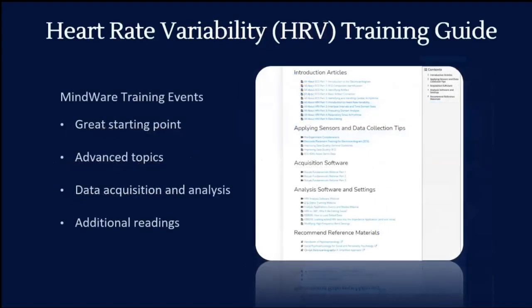I'm going to click on just the HRV. And you can see here we have everything from introduction, to how do I put sensors on participants, to how do I use Biolab, the actual software MindWare has to collect the data, previous software webinars, very helpful articles that we think are fundamental to ensuring you collect and analyze the data correctly, and then obviously additional readings.